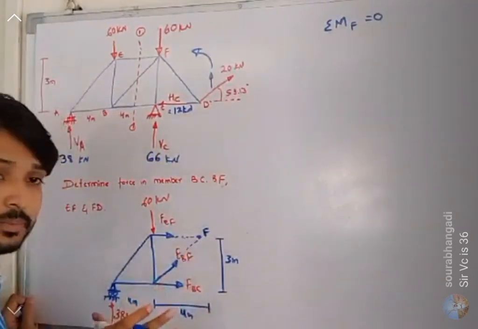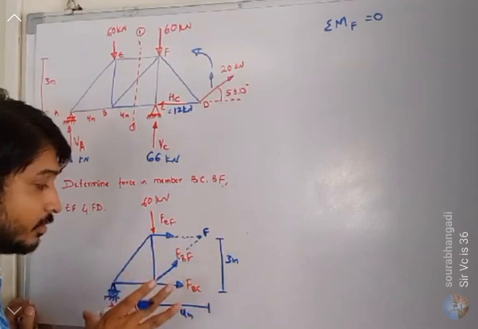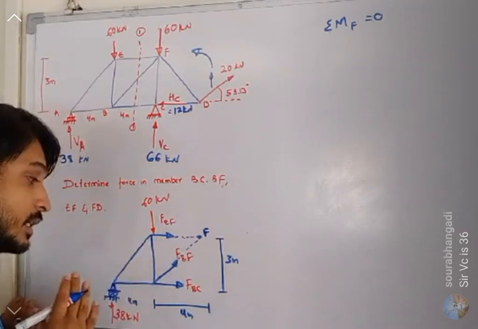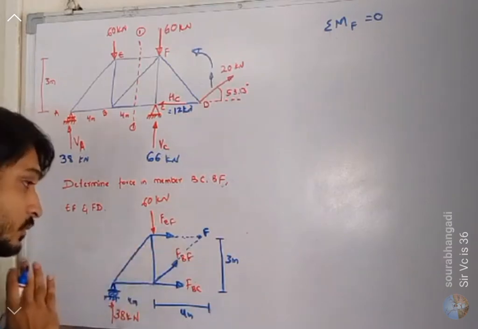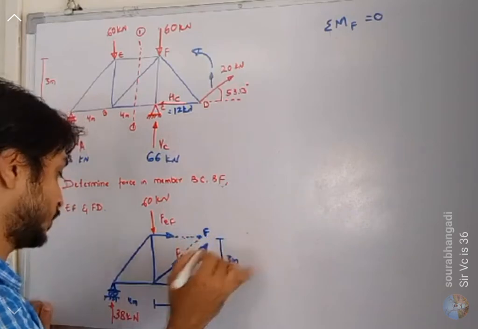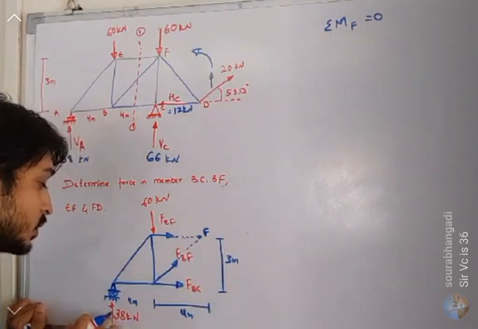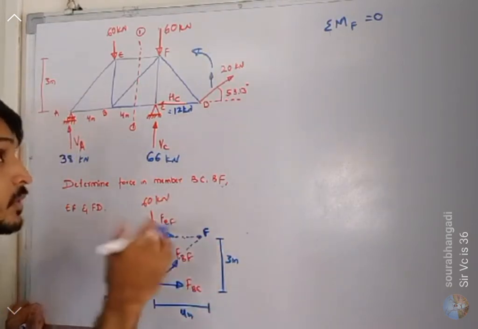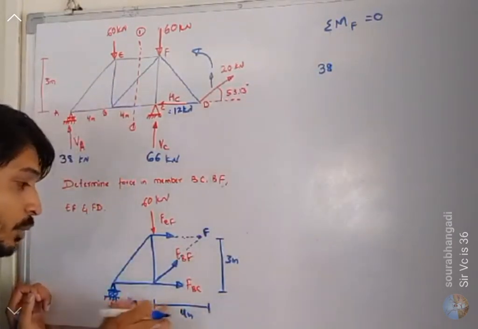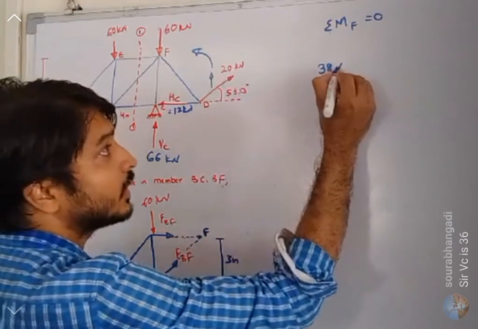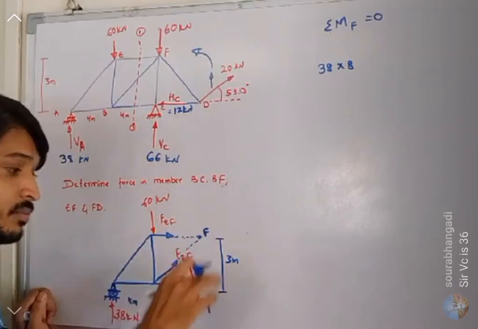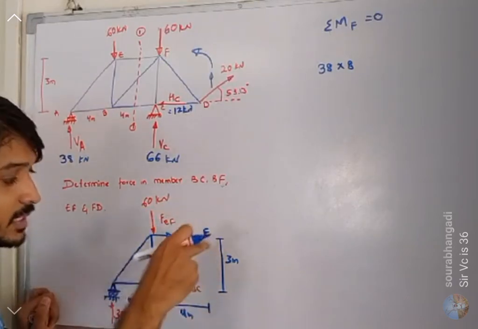This is the equilibrium of the truss on the LHS of the section. So if I take summation of moment at F equals to 0, this will create which direction? Clockwise moment. So that is 38 into distance. This is 4 meter, this is 4 meter, total 8 meter, 38 into 8, right? Then this is 60 kilonewton, which is minus. Why minus? Because it is anti-clockwise.